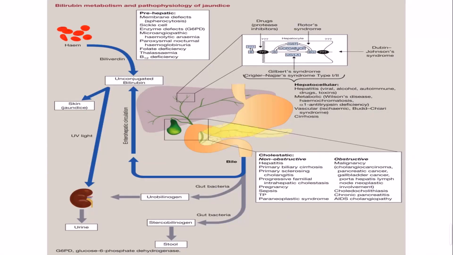Now the pathophysiology, so we'll see how this works. These are some prehepatic conditions, maybe the causes. There could be vitamin B12 deficiency, thalassemia, which is a type of anemia, folate deficiency, enzyme defect, and sickle cell anemia. These are some etiology and risk factors due to which jaundice happens.